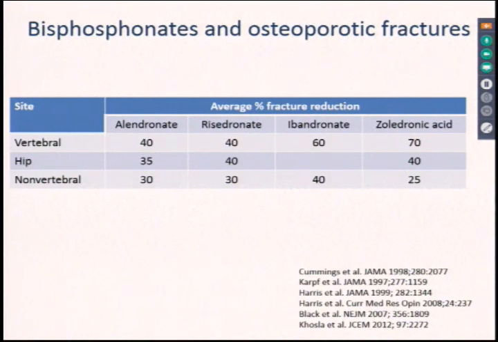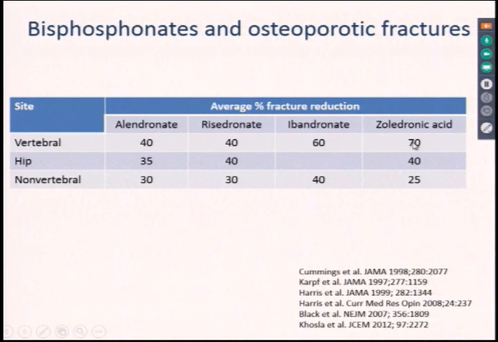What I put in this table is a summary of several studies that look at the different bisphosphonates out there and their effect on vertebral, hip, and non-vertebral fractures. And you will see that they will all decrease fractures at all sites, except that ibandronate does not decrease hip fractures. So that's a little pearl to keep in mind. Ibandronate has not been shown to decrease hip fractures. So that's the limitation to the use of this particular drug. All of the others decrease all fractures.